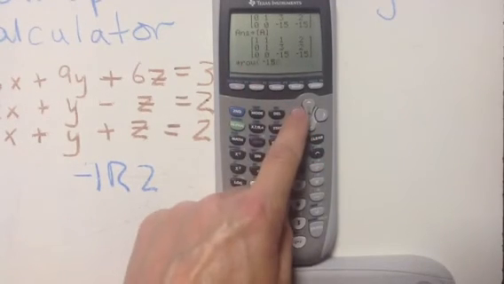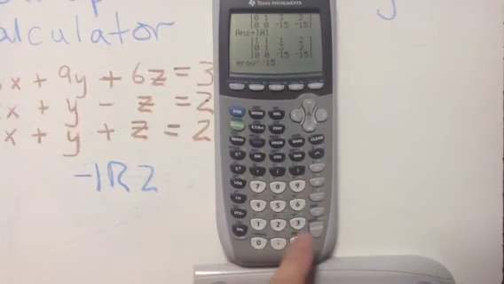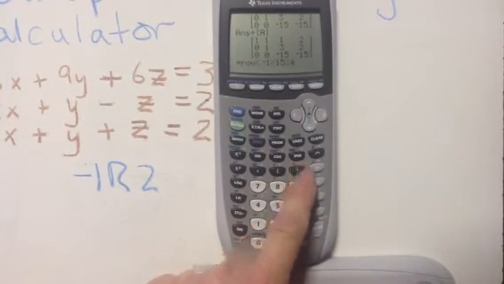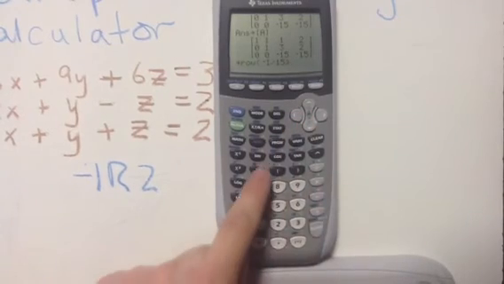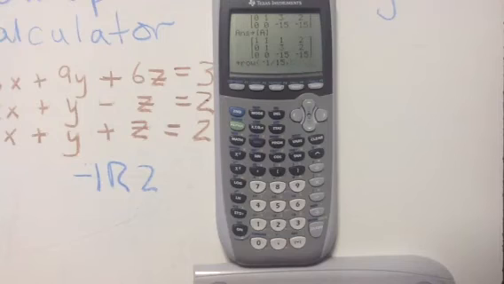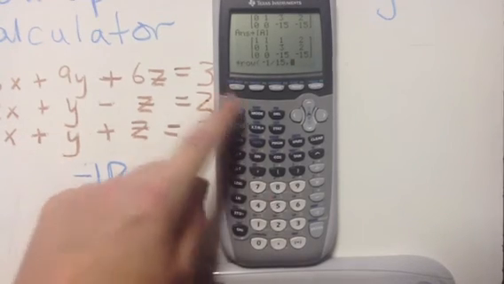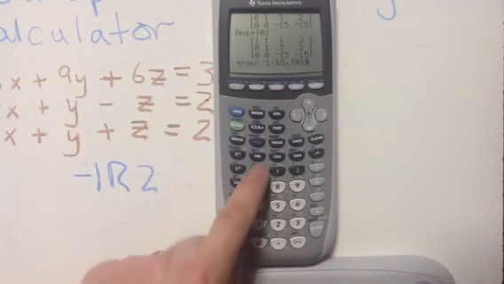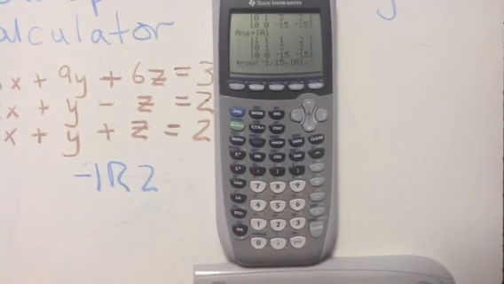Negative 1/15 to that one. Negative 1 divided by 15. Like that. Then a comma. See, that entry doesn't need to be a single digit. It doesn't need to be a positive integer. It can be a fraction. It can be a decimal. It can be anything you want. Negative 1/15. Name the matrix: matrix A. That's to row 3.